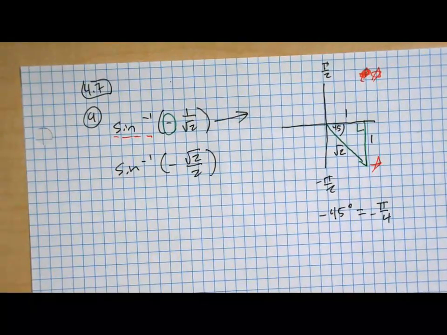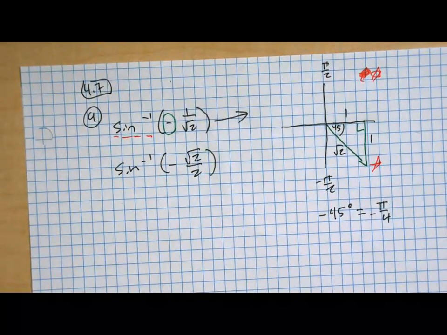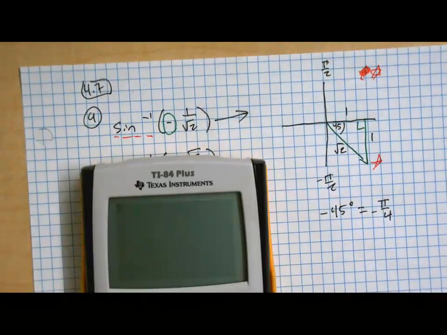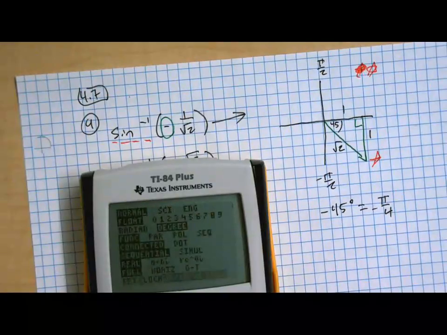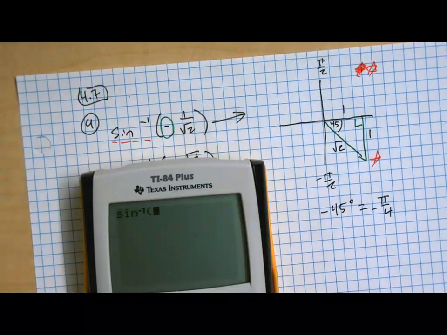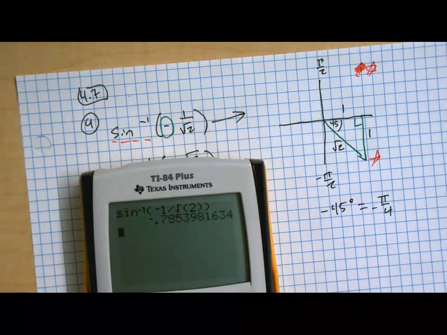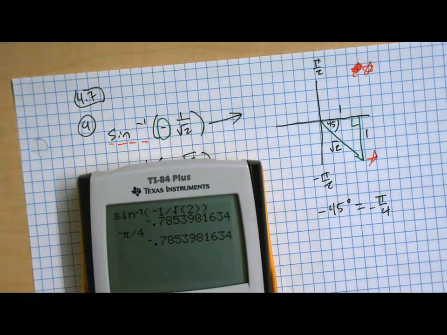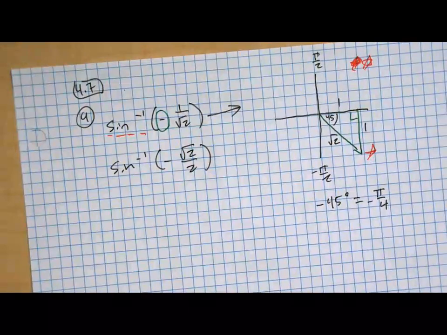So, okay, negative pi over 4. And again, if you were doing this on a test and you had some extra time, I'm going to make sure that my calculator is in radian mode. And I can just type in the inverse sine of negative 1 over root 2, and then type in negative pi over 4, and that makes me feel pretty good. All right, anything else from that?